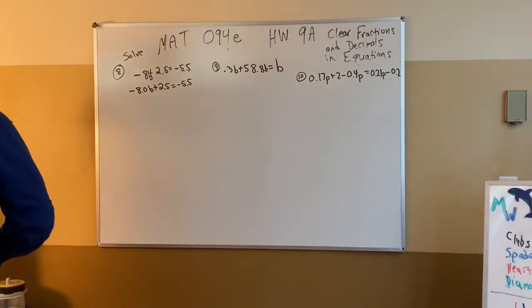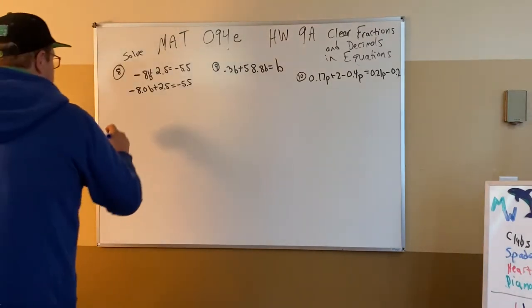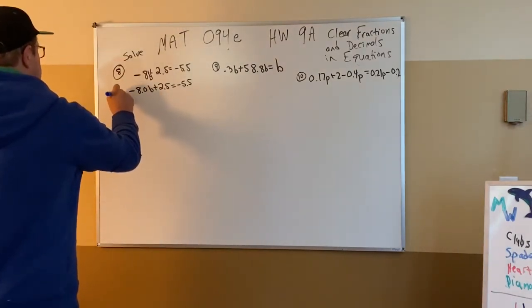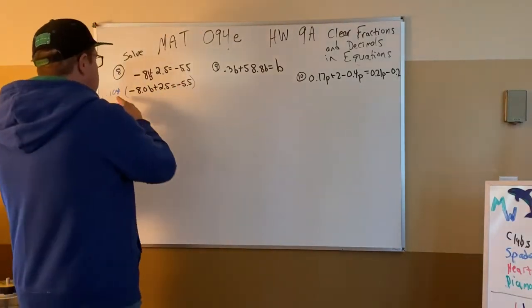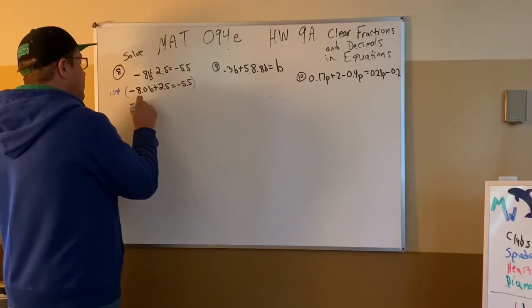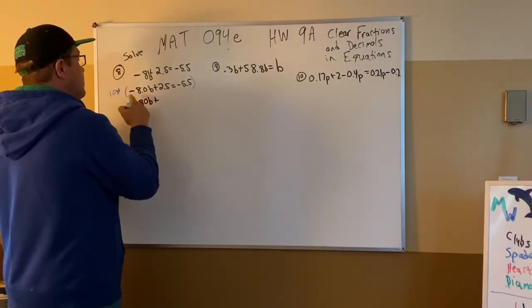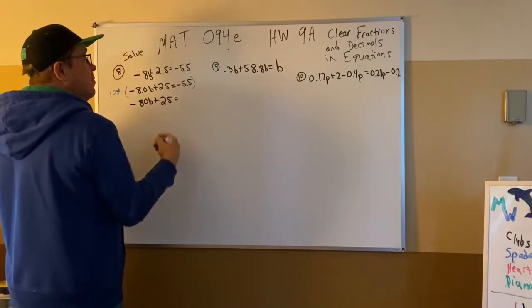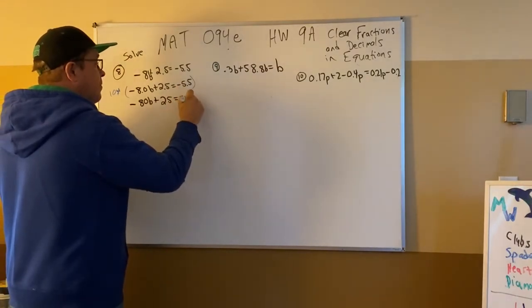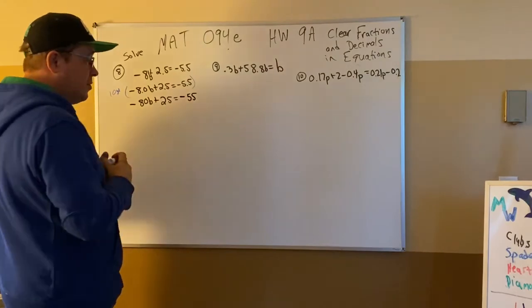Therefore, I need to move the decimal once. That's going to require me to multiply each one by 10. So I multiply each one of them by 10. 10 times 8.0, it's negative, but I'm going to get 80b plus 10 times 2.5 becomes 25 equals, and 10 times negative 5.5 will get me negative 55. That's what I need to work with now.